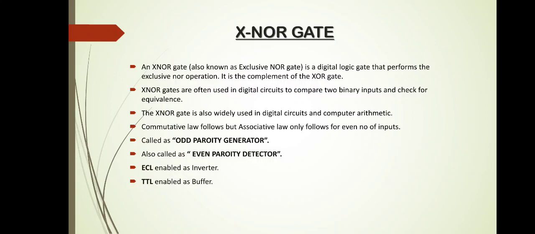The commutative law is followed, but the associative law is not followed by the XNOR gate for an even number of inputs. Or we can generally say that the XNOR gate doesn't even exist without an even number of inputs. After that, our XNOR gate can be called an odd parity generator and even parity detector. That means the output will only go high whenever an even number of 1s is present as input. Our XNOR gate is ECL enabled as an inverter and TTL enabled as a buffer.